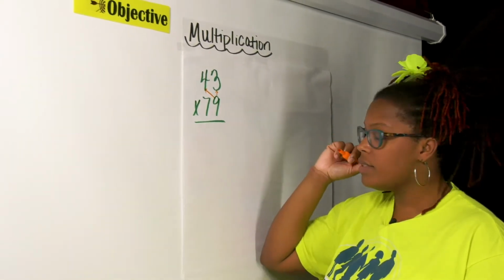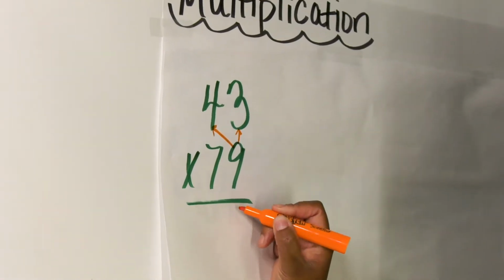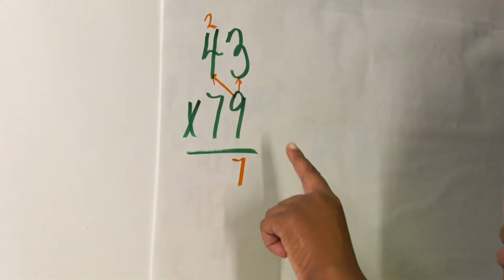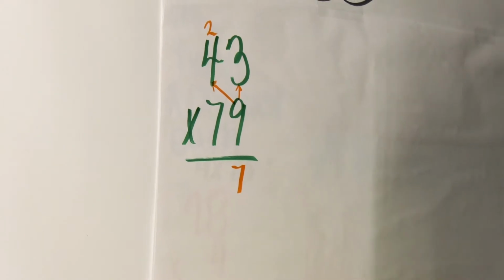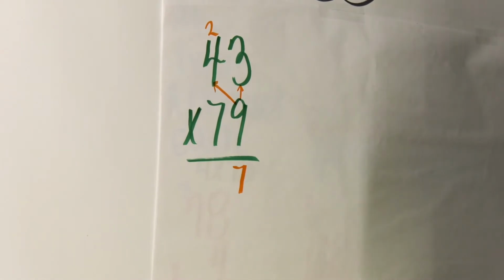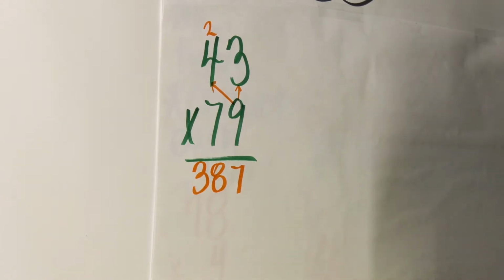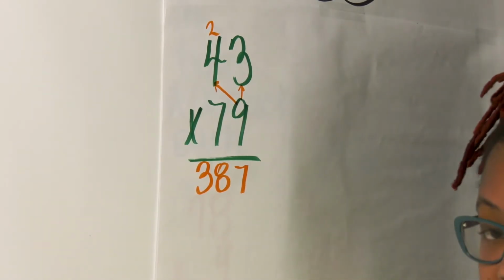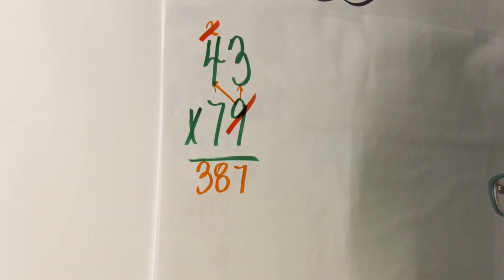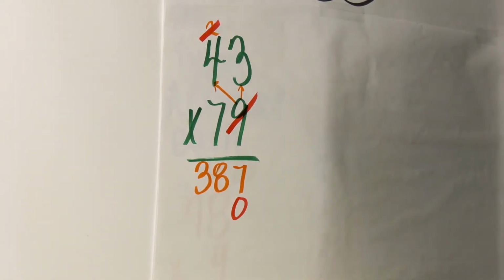9 times 3 is 27. Put our 7 here, carry our 2. Then we're going to do 9 times 4, which is 36, plus 2, which is 38. Since there's nothing else to multiply, we're going to bring all of that 38 down. Then we're done with our ones place. So it's very important that you don't forget to cross it out so we don't use it. And we're going to put our 0 in our ones place because we're shifting to our tens place now.